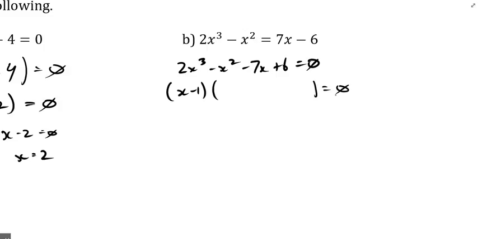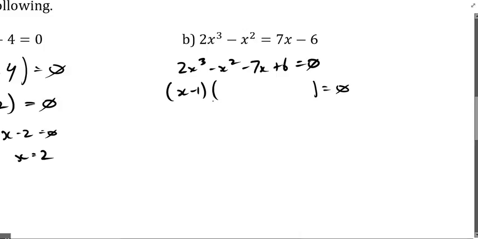Okay, you've had a moment to try. If you want to watch, I'll do the little trick here again. So x times something is going to give me 2x cubed, so this something has to be 2x squared. Negative 1 times something gives me positive 6, so this has to be negative 6.